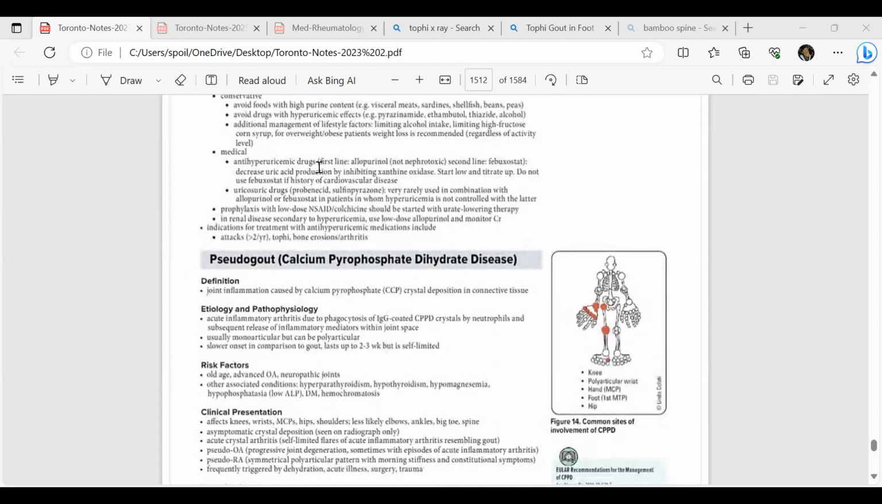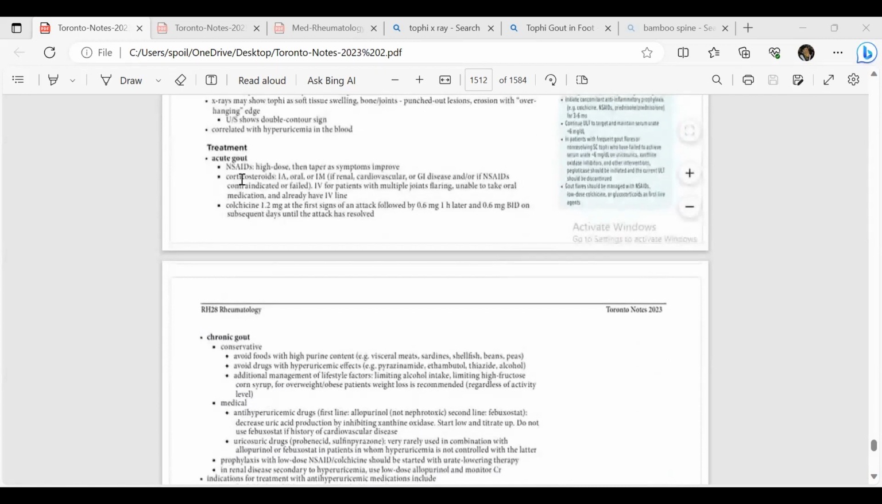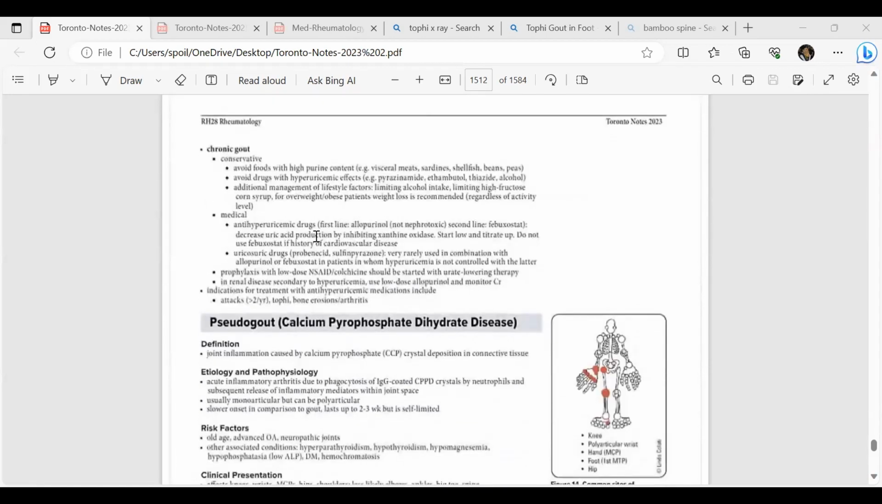Medical anti-hyperuricemic drugs: the first line in chronic gout is allopurinol. In acute gout, we will give high-dose NSAIDs, then taper them when the symptoms improve. Corticosteroids are used if NSAIDs are not responding or the patient has renal, cardiovascular, or GI disease. Colchicine is used just for the attack, and we give it until the attack has resolved. But in chronic gout, it's allopurinol, and the second line is febuxostat.